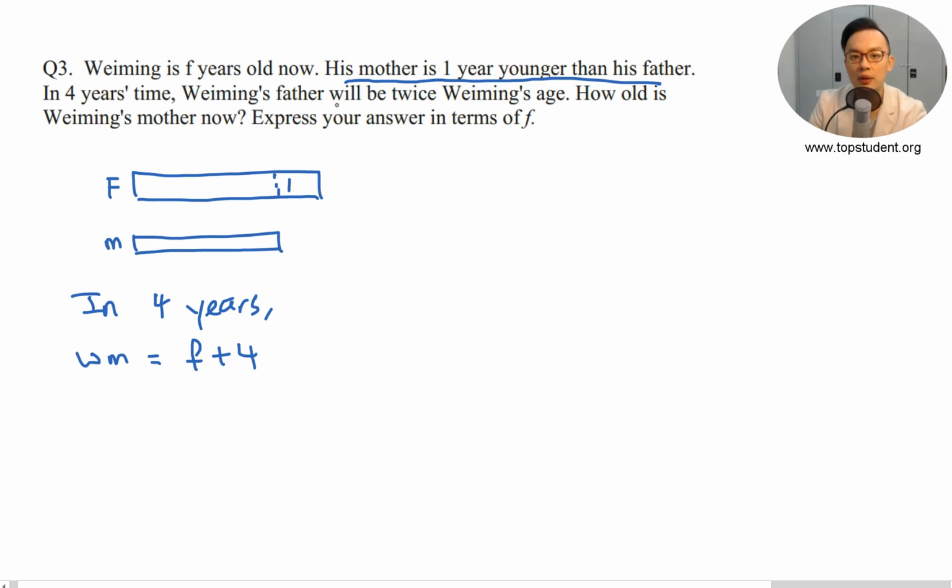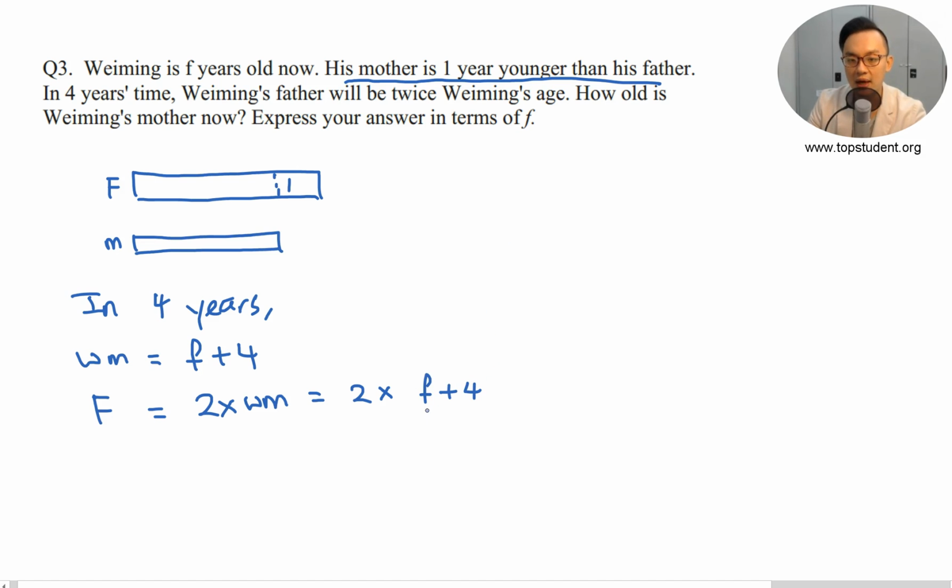Wei Ming's father will be twice of Wei Ming's age. Let me do it slowly for you. So twice of Wei Ming is 2 times Wei Ming's age, right? Which equals 2 times F plus 4.